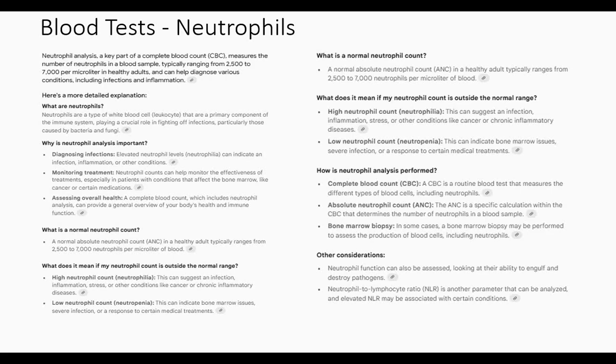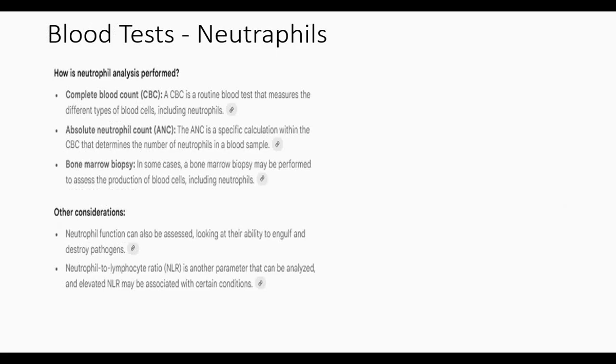What does it mean if it's outside the range? A high neutrophil count suggests infection, inflammation, stress, or other conditions. A low neutrophil count can indicate bone marrow issues, severe infection, or response to certain medical treatments. So how is this performed? CBC, ANC, bone marrow biopsy.